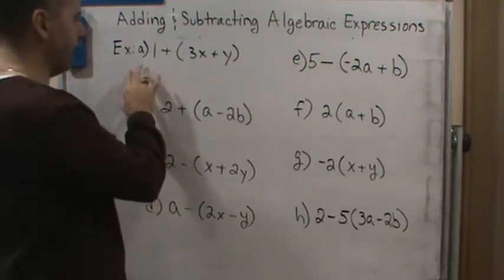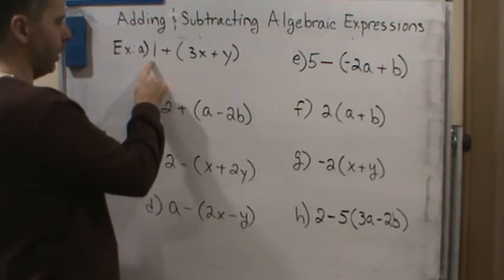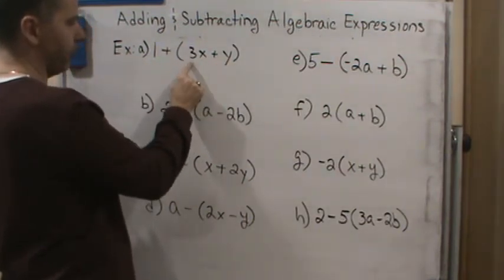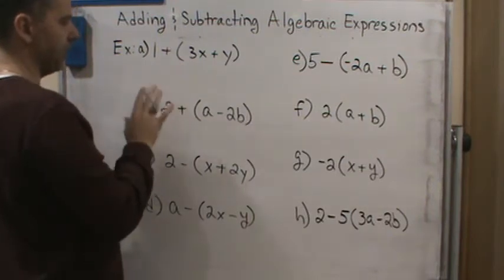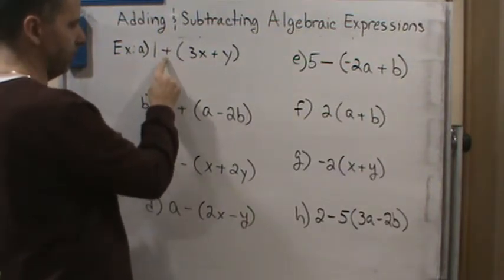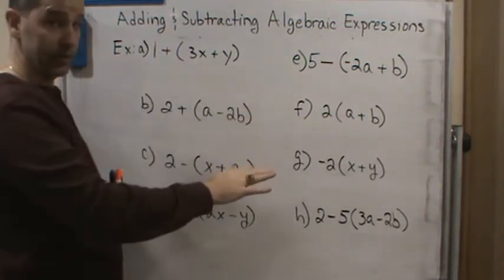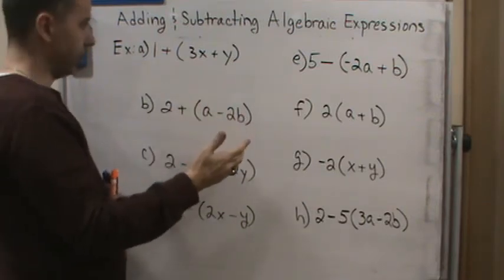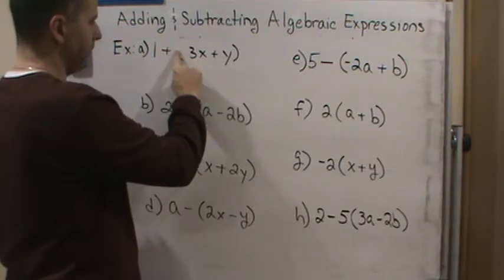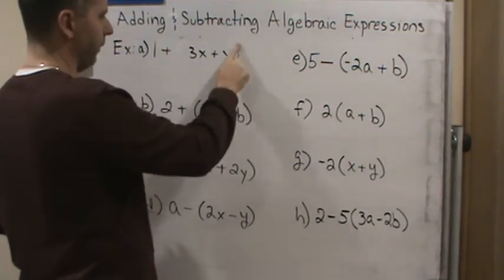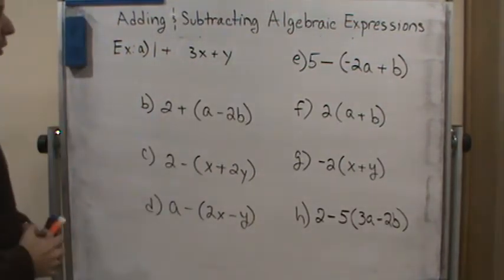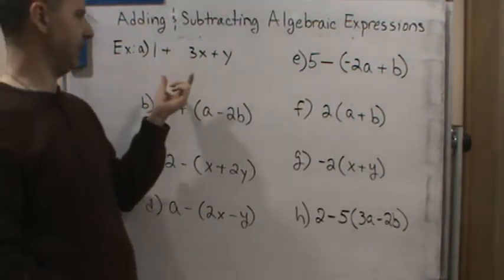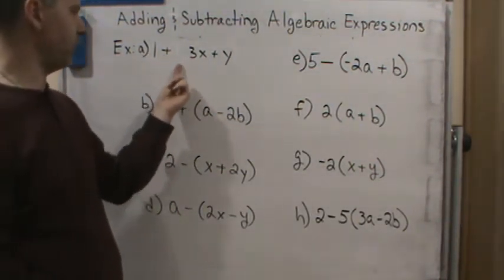So for part A, we have this 1 plus, and then we want to add the quantity of 3x plus y. Now the thing is if there's a plus here, then we don't need the parentheses. The parentheses are extra, okay? So we can just get rid of them, and we're done, okay? So we can simplify it by just getting rid of the parentheses. So whenever there's a plus sign, we don't need the parentheses.